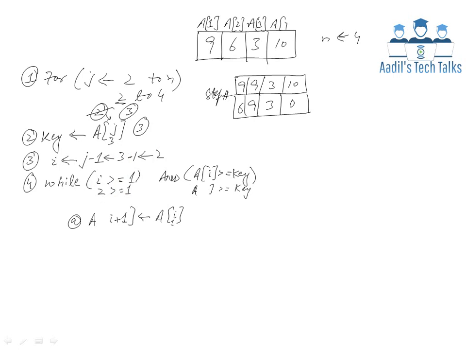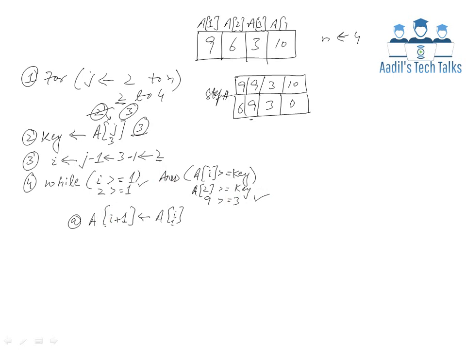Now and also a[i], the value of i is 2, is greater than or equal to key. Now which value is on location 2? The value on location 2 is 9. As 9 is greater than or equal to key, which is 3. Yes, now both conditions are true, so the loop will be executed.